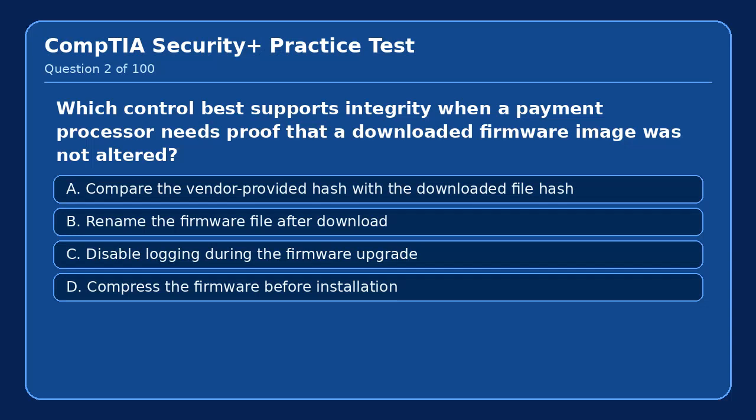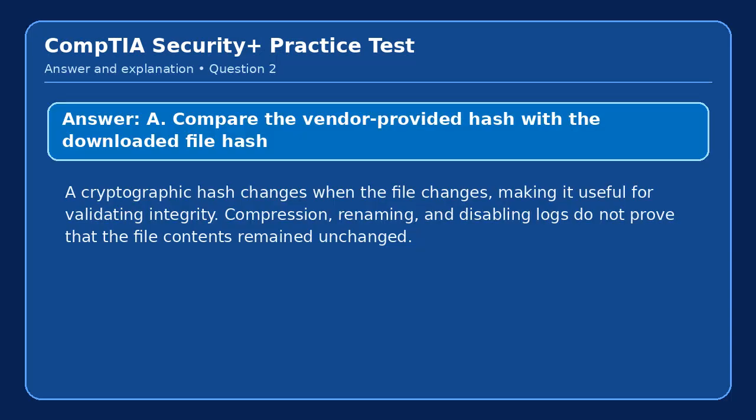Take a moment to choose your answer. The answer is A. Compare the vendor-provided hash with the downloaded file hash. A cryptographic hash changes when the file changes, making it useful for validating integrity. Compression, renaming, and disabling logs do not prove that the file contents remained unchanged.